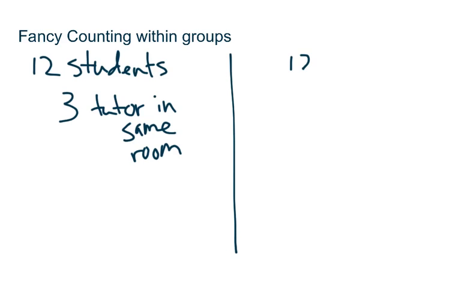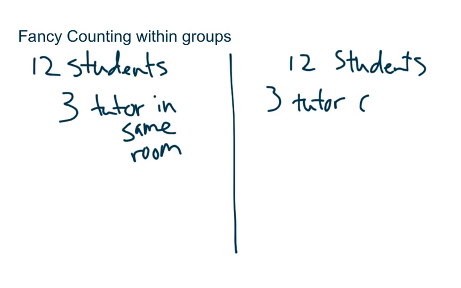Compare that to 12 students again, and we need 3 tutors, but they're all going to go to different rooms. So 1 will go to like 1st grade, 1 will go to 2nd grade, and 1 will go to 3rd grade. Now let's think about how we can extract, or how many different groups we can come up with here.